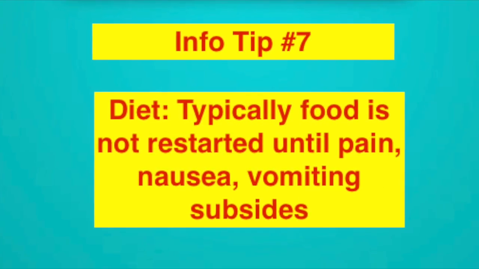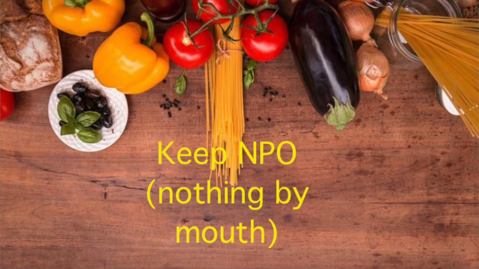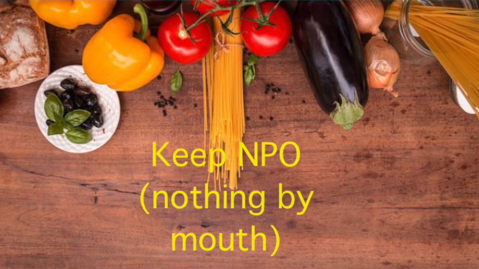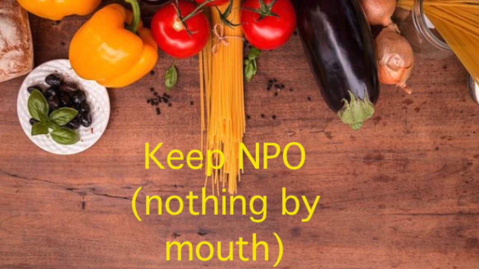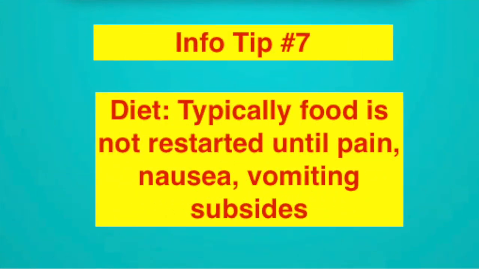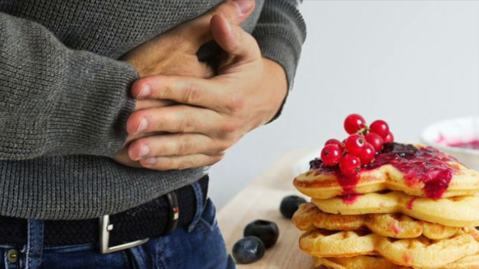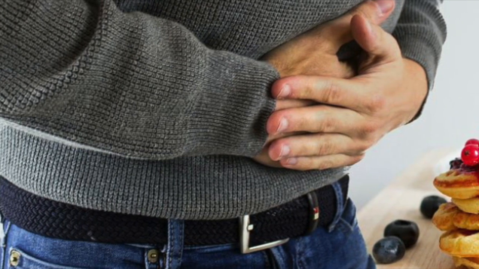And finally, tip number 7. Diet. Typically, the patient is kept NPO because you don't want anything that would stimulate the pancreatic enzymes. If you remember from earlier, the pancreas has this job to basically break down foods with the pancreatic enzymes and hormones. When we eat, the enzymes are stimulated, and so this often may cause more inflammation, and the patient usually can tell. So when they eat, they'll often become more nauseated or even start vomiting, and the pain may increase.